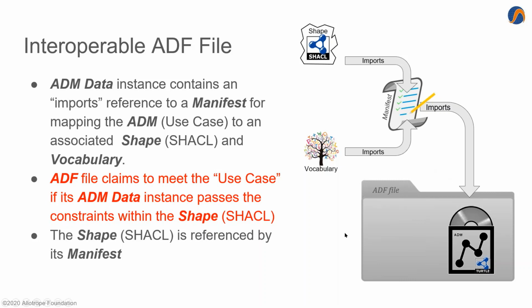Again, let's take a careful look. We have the ADF file, we have the ADM data instance that references through import the manifest file, and the manifest file references through import the SHACL shape file and the vocabulary.